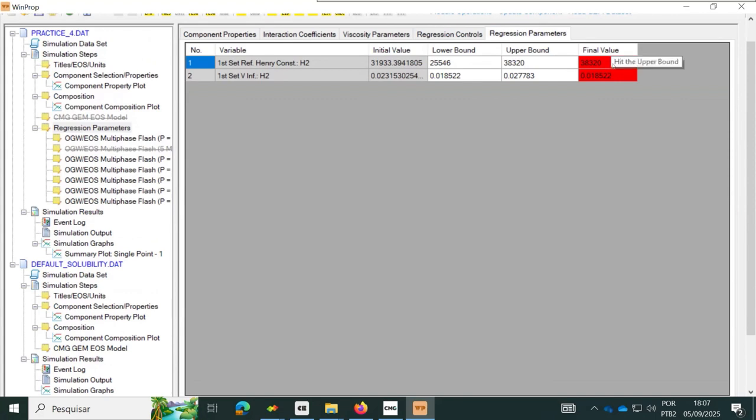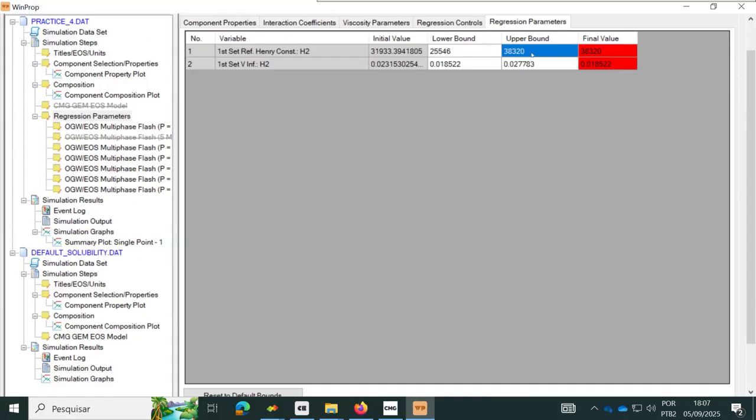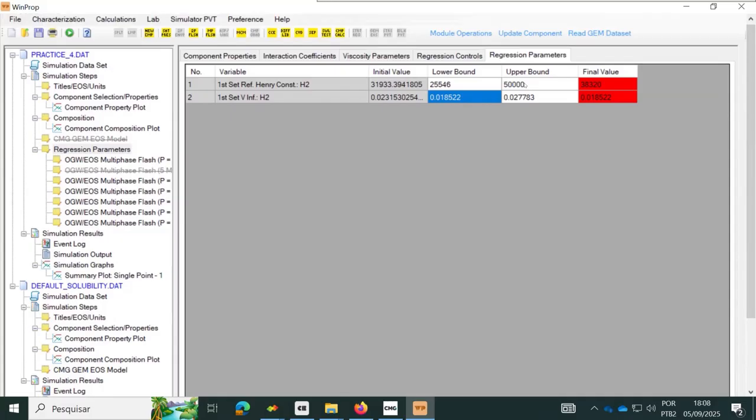It's painted in red because you hit the upper or lower parameter, just to highlight that for you. So we can expand this. You can increase this number. For example, let's put 50,000, and we can try. We can do one at a time, or you can do both at the same time. Okay, let's try just modifying the first one.